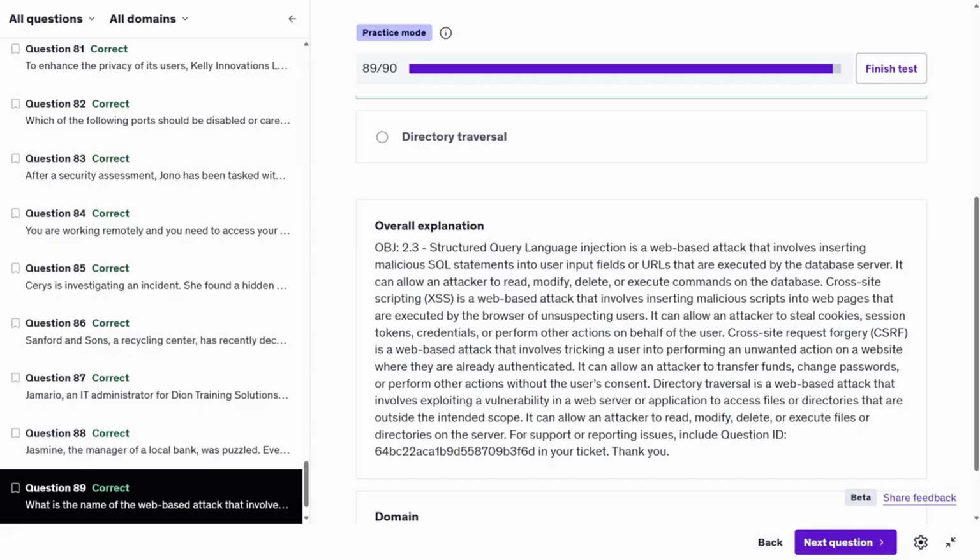Directory traversal is a web-based attack that involves exploiting a vulnerability in a web server or application to access files or directories that are outside the intended scope. It can allow an attacker to read, modify, delete, or execute files or directories on the server.